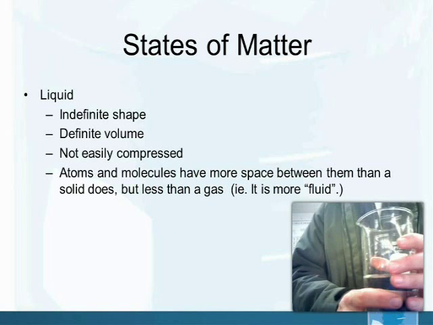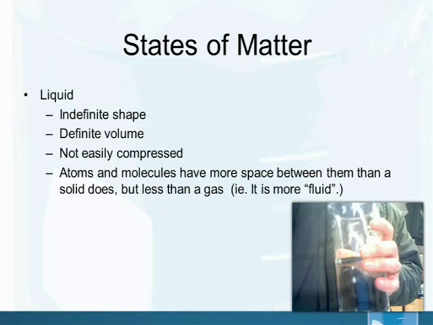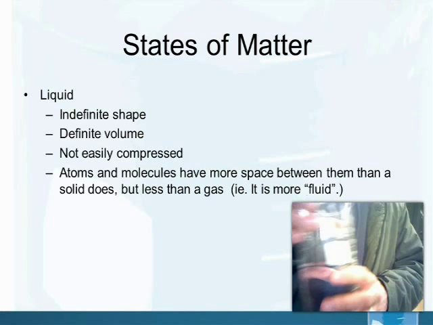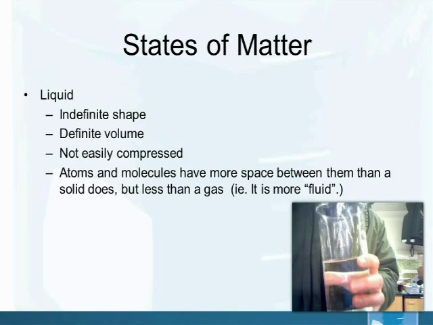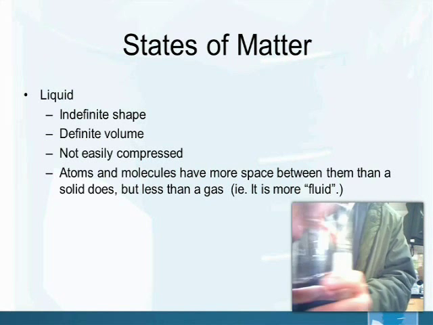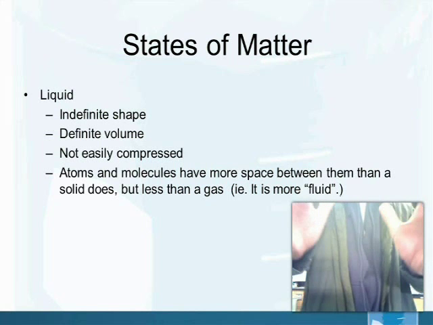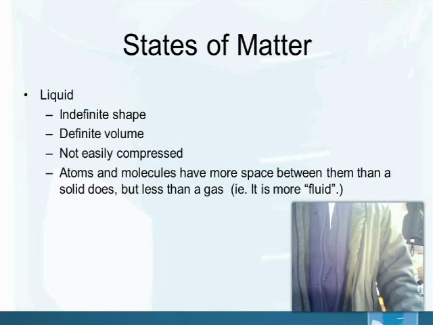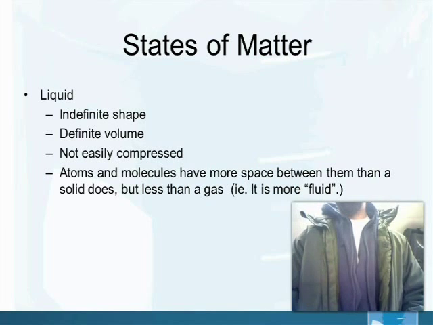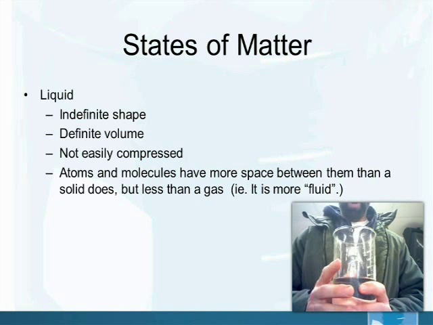Now it's not easily compressed. You may think you can squeeze it or compress it, but you really can't. You can't just squeeze it; it'll go on top of you. If you had liquid and you tried to squeeze it, it's really not compressible because those bonds aren't really going to go anywhere.